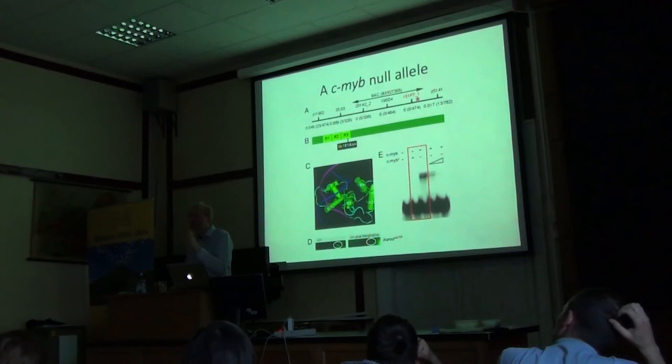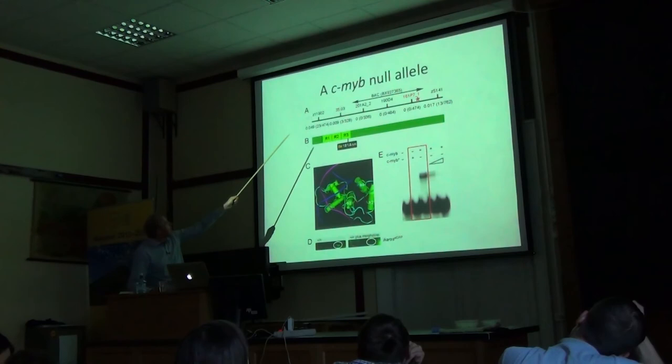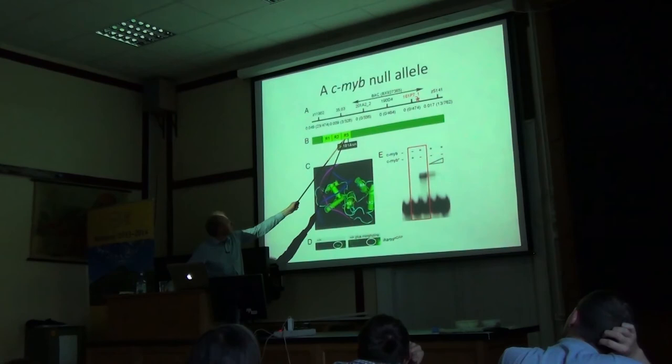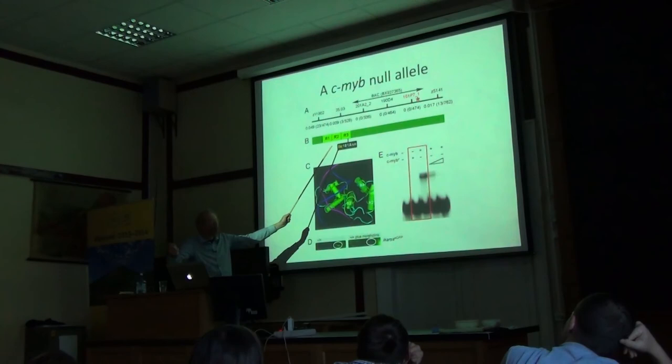So what Christian Sosa in the lab discovered is that the mutation in this particular mutant was in the cMIP gene, as I said, and it changed one amino acid in the third helix of the DNA binding domain of this transcription factor, where it normally recognizes sequences on the DNA in chromatin and then regulates gene transcription. This is a seemingly innocuous change from isoleucine to asparagine.